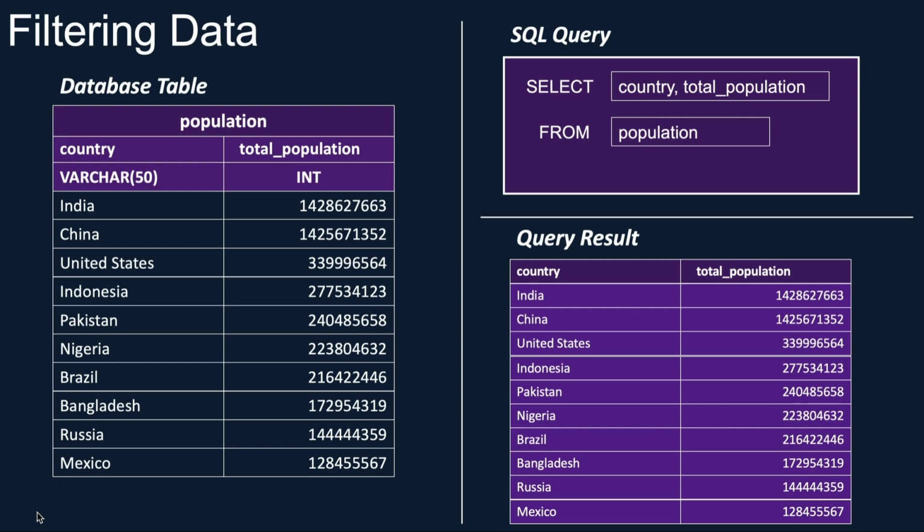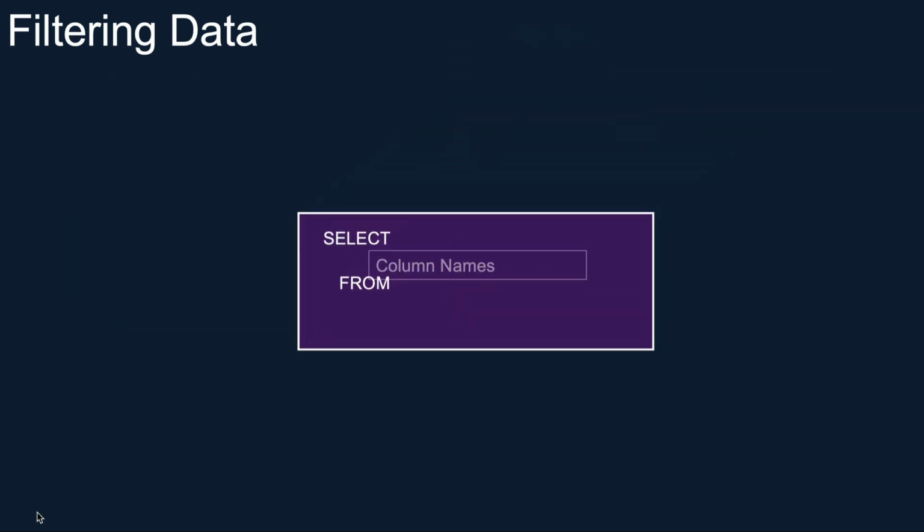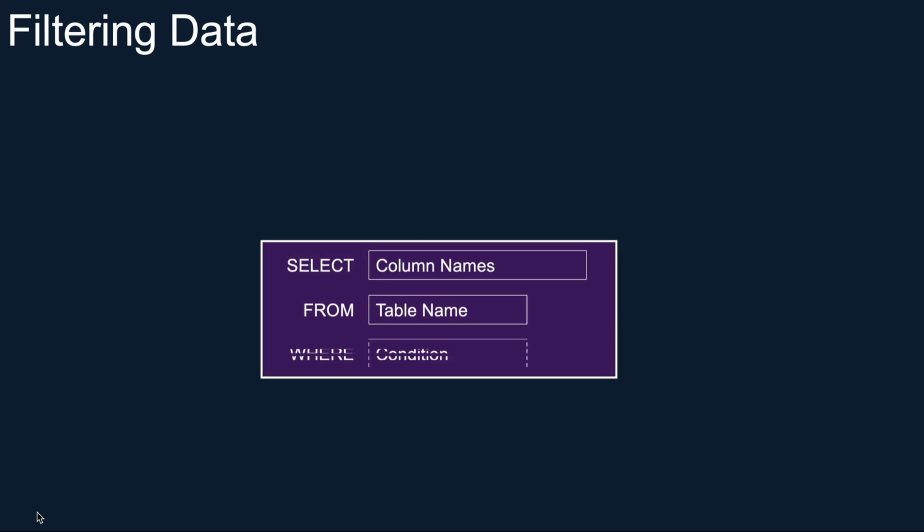For example, you might want to see the total population of just one country, or you might want to list all the countries with a population of more than 1 billion. SQL gives us the where clause, which could be added to the select statement to filter the result set as required. We saw the select statement with the from clause in the previous lesson. We simply have to add the where clause to this with the condition required to filter the data.